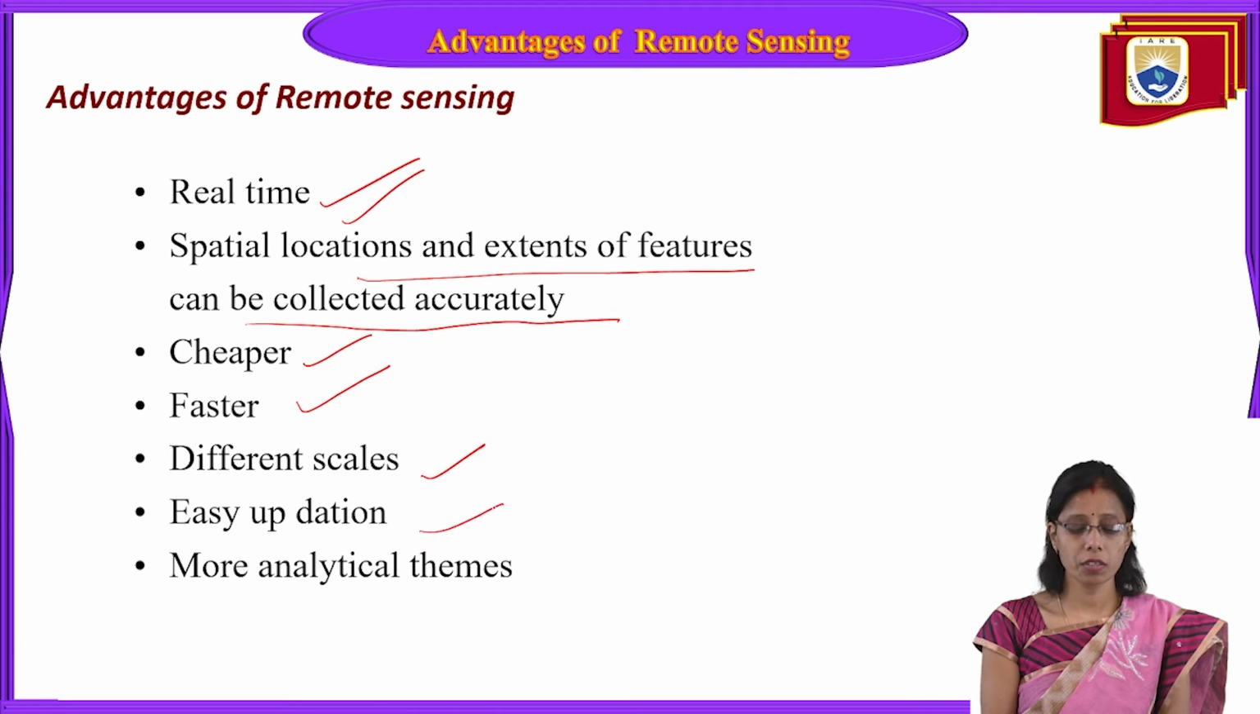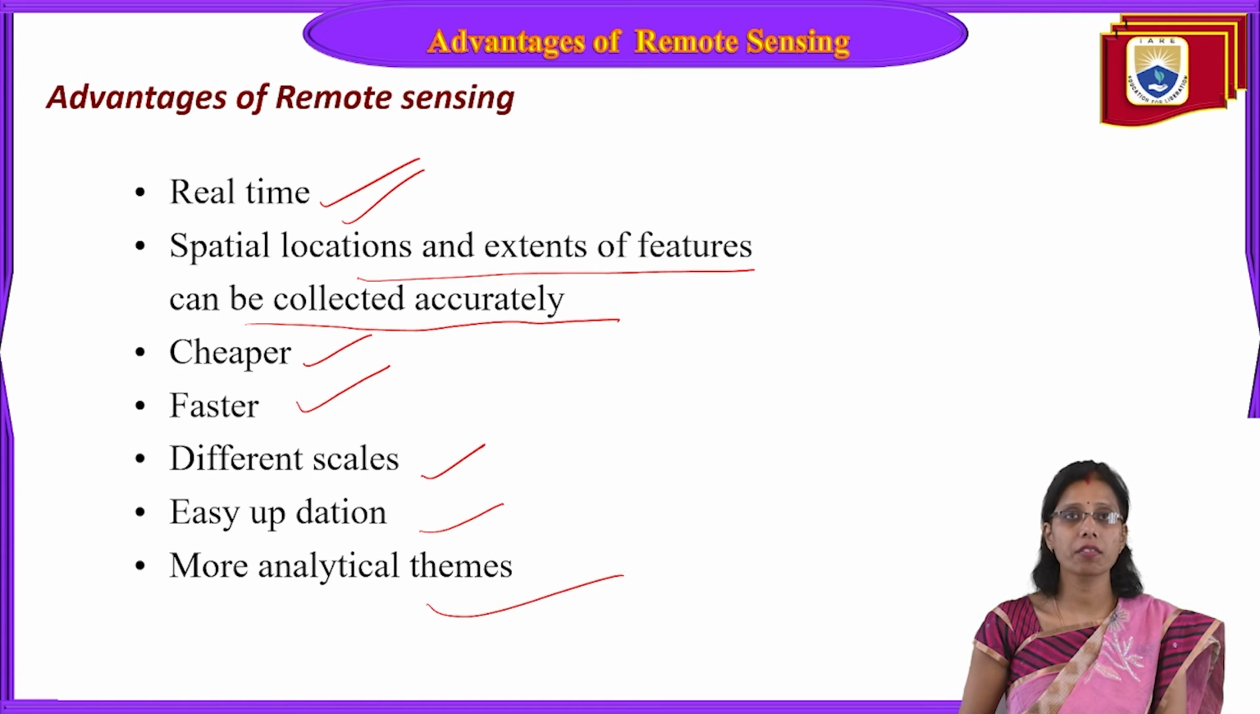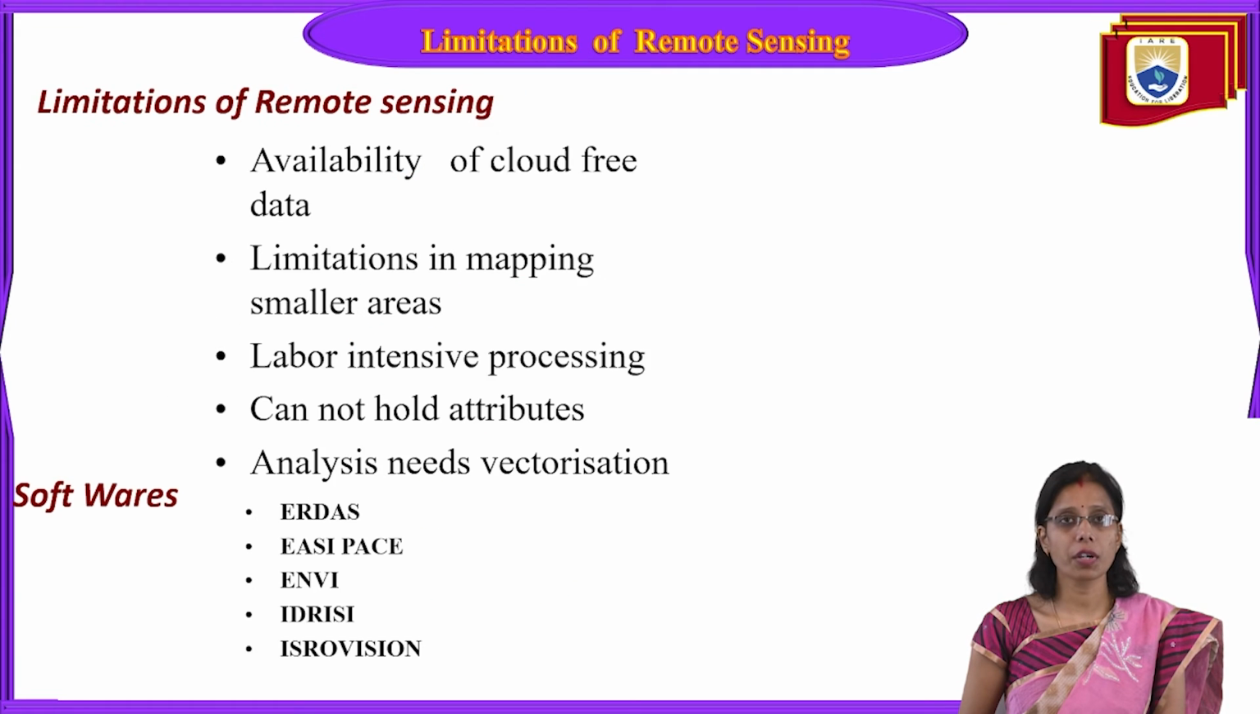Easy updation: we can do the updation easily because every day it has the capability to give day-to-day information, and it has repetitive coverage also. It will give everyday information which we can use to compare the changes in land use. More analytical themes also it will give us. These are a few of the advantages. It has many advantages, but here we are mentioning very few.